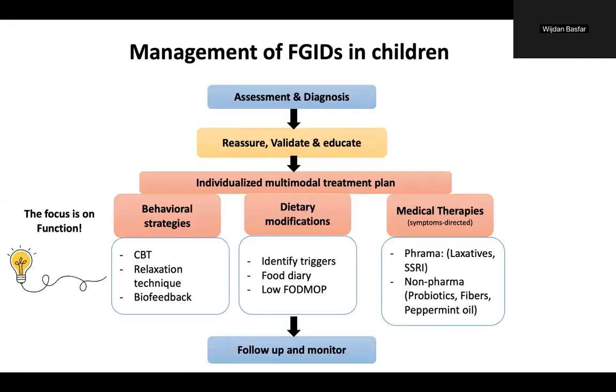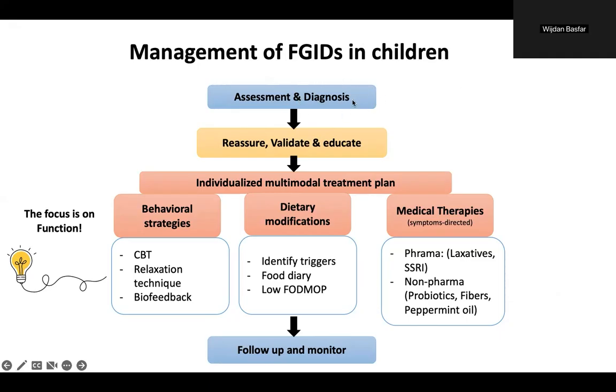Management. So management of functional GI disorders in children, like any management, starts with accurate diagnosis. You have to take full history, try to ask all of the red flags, try to identify the extent of the functional impairment, because it will help you in planning management later on, and then do a full physical examination. You can do some investigation if needed, but it's not necessary, as we said.